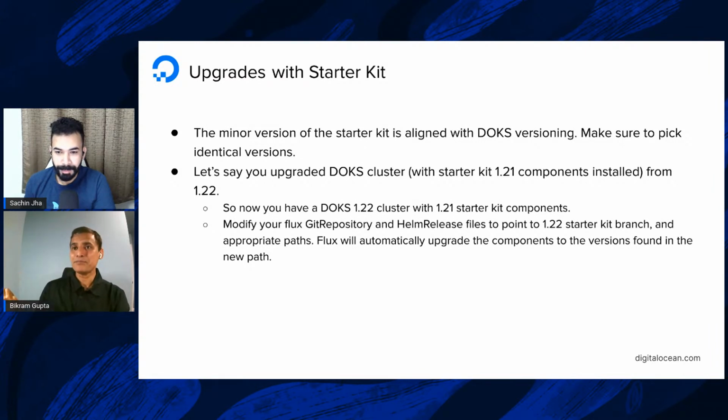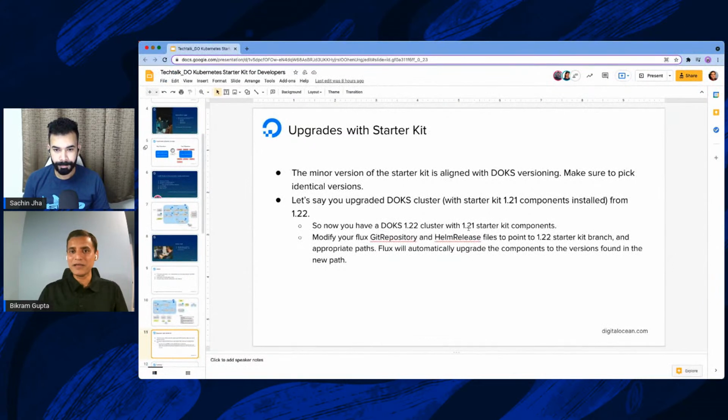On the upgrade part, again, it's very simple. We are going to maintain the starter kit version, which is aligned with the docs version. So when you are upgrading from 1.21 to 1.22, all you need to do is to point your starter kit resources to 1.22. I'll just show you in 2 or 3 minutes, and then maybe we can stay for another few minutes, record it, so even if people drop off, they can listen to the recording later.